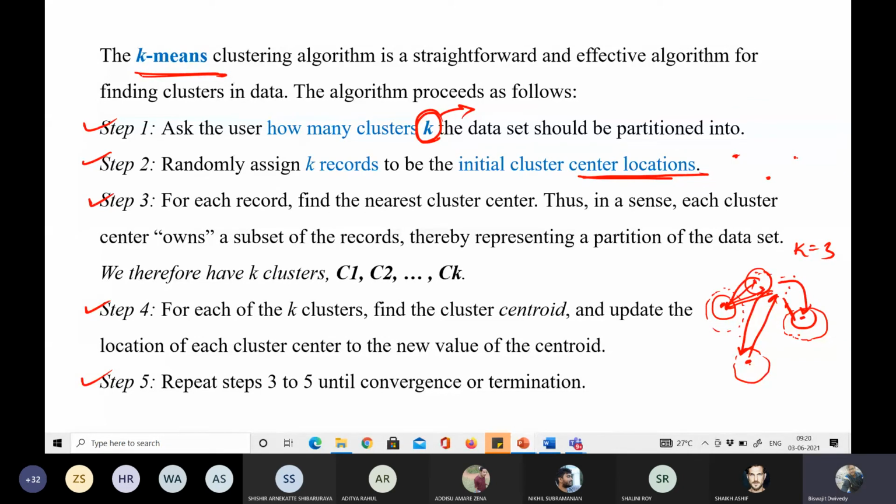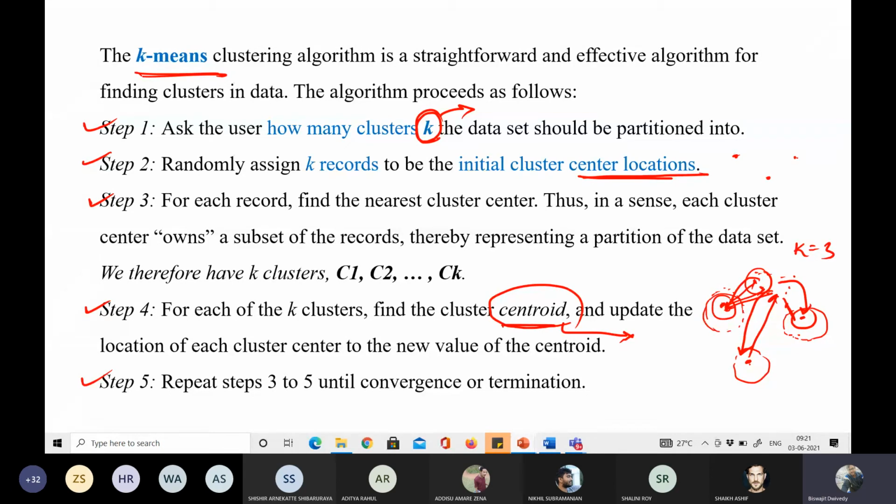Once this task has been completed, after that I am going to update my cluster centers, because whatever cluster centers I have chosen in the initial state were randomly chosen. So here I'll be modifying those cluster centers. That is written here: for each of the K clusters, find the cluster centroid. So how am I going to update this cluster center? I'll be finding out the centroid of this cluster, and that will be our new cluster center.